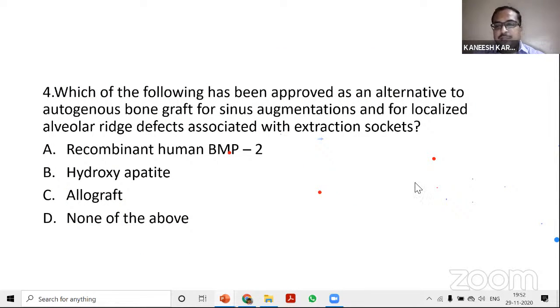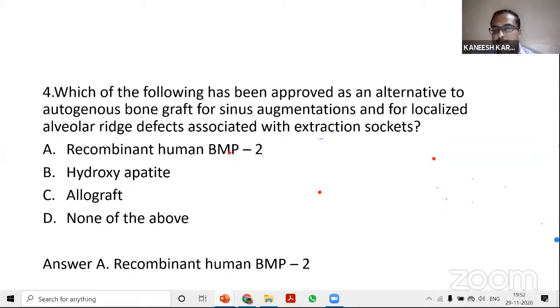Which of the following has been approved as an alternative to autogenous bone graft for sinus augmentations and for localized alveolar ridge defects associated with extraction sockets? Excellent. Recombinant human bone morphogenetic protein 2, type 2.